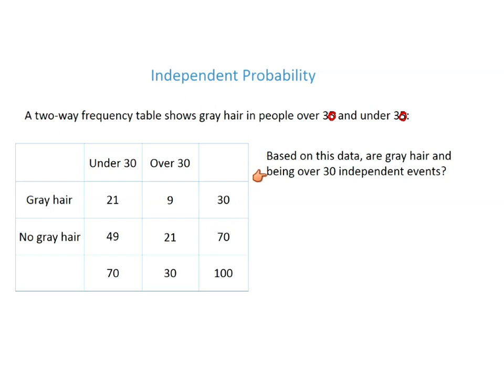So it says, based on this data, are gray hair and being over 30 independent events? Well, in order for them to be independent, this is what we have to have happen. We have to have that the probability of being gray times the probability of being over 30 is equal to their intersection. So let's take that piece by piece. Let's find this part first.